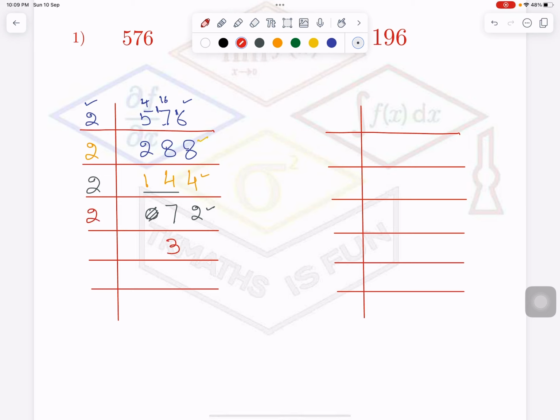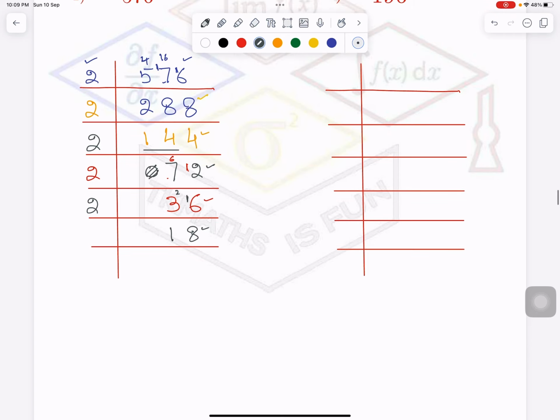2 times 3 is 6, but this is 7. So one digit is left, which will be carried forward here. So it is 12 now. 2 sixes are 12. Okay. Again the last digit is even. One more time. 2 times 1 is 2. But that was 3. So one digit is left. I will bring it here. It's 16. So 2 eights are 16.